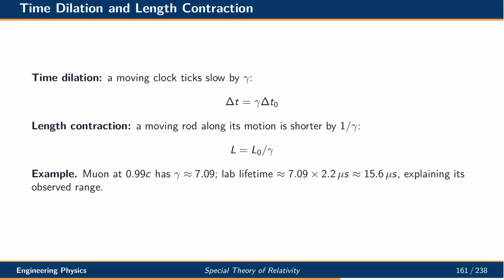Two famous consequences of special relativity are time dilation and length contraction. A moving clock ticks more slowly by a factor of gamma. A moving rod along its motion is shorter by the same factor. For example, muons created in the upper atmosphere at 0.99 times the speed of light have a Lorentz factor of about 7. Their effective lifetime in the lab frame becomes about 15 microseconds, explaining how they reach.